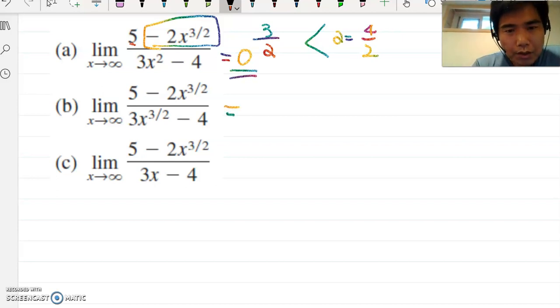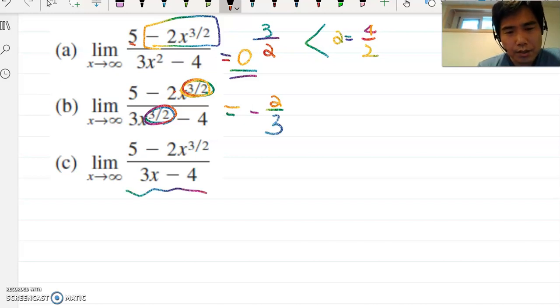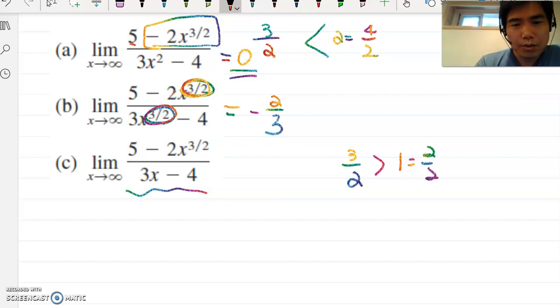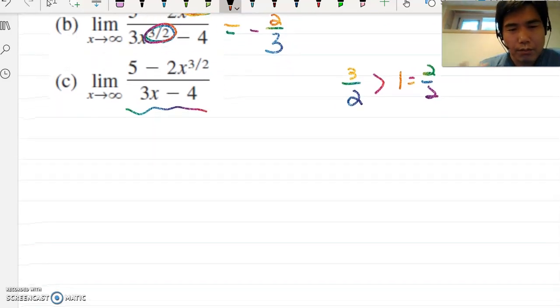Okay, what about this case? This case, we have exactly the same degree value here, therefore this limit becomes the ratio of their coefficients, which is negative 2 over 3. What about this case? As you see, 3 over 2 is bigger than 1, or equal to 2 over 2. So you need to find the slant asymptote. So what I want to do is make a division of this fractional expression, and then find the slant asymptote.